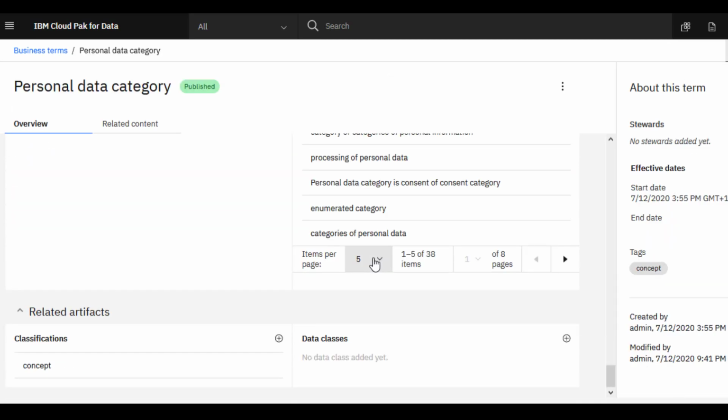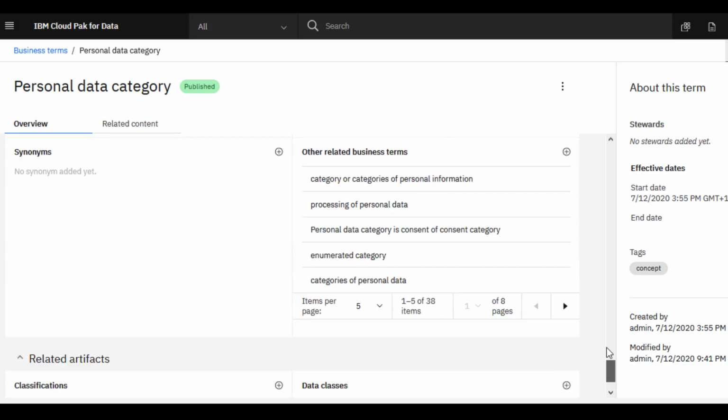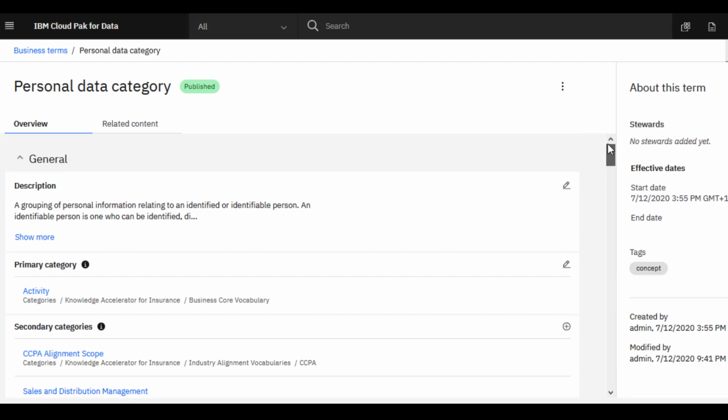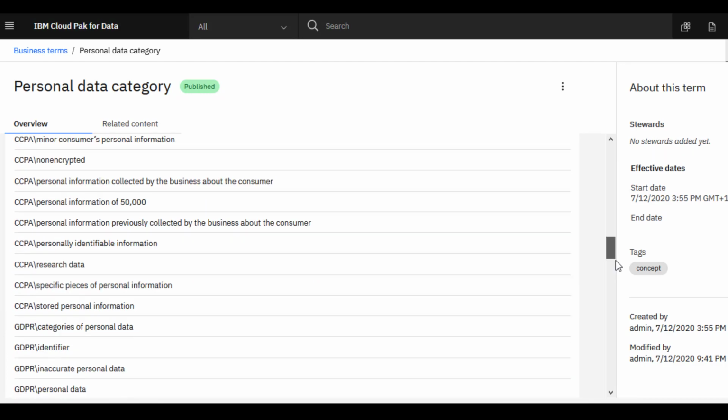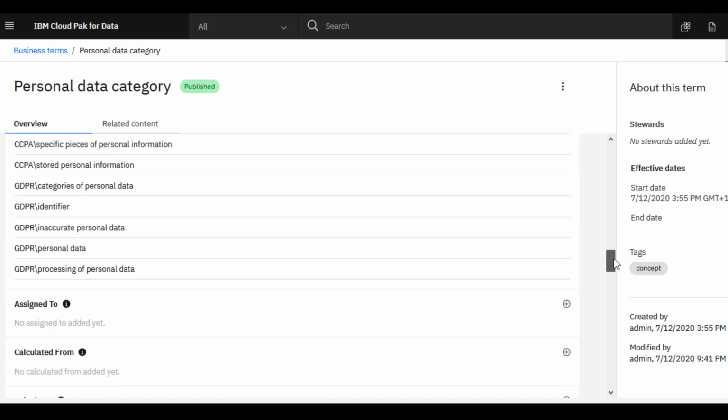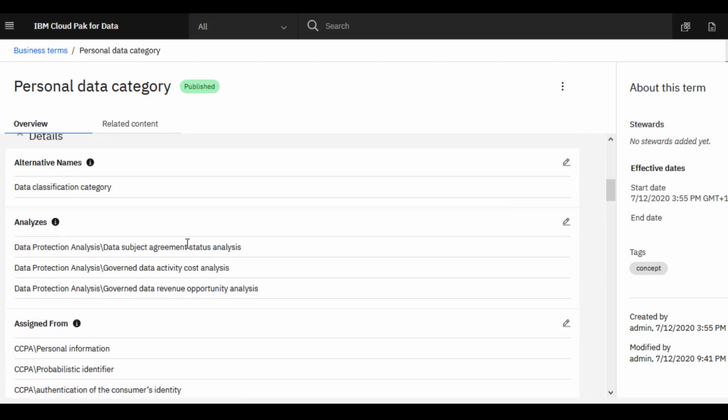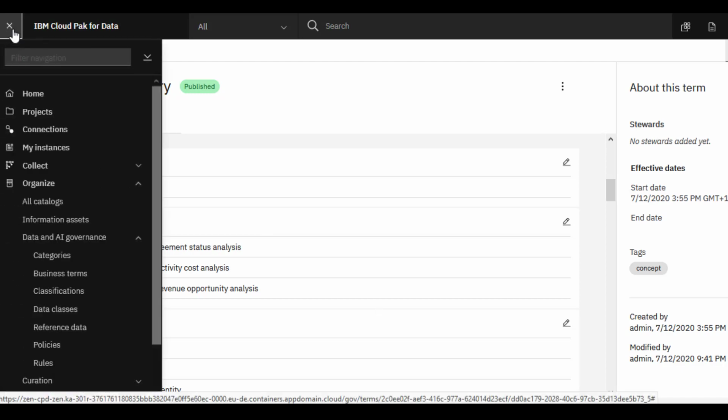The core business term personal data category is also actually mapped to another regulation, the General Data Protection Regulation, or GDPR, and is used as an axis of analysis for some data protection performance analysis. This shows how business core terms are designed to help translate external requirements into a common glossary, which can then be used to support multiple requirements.